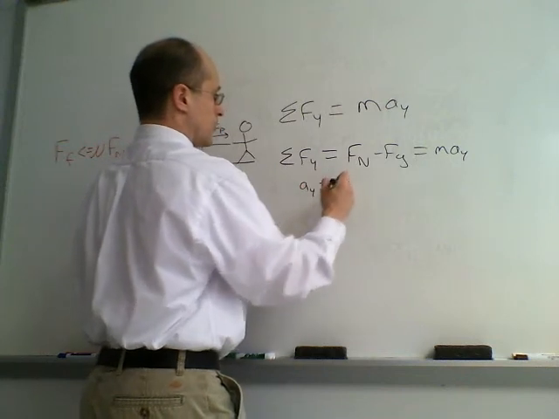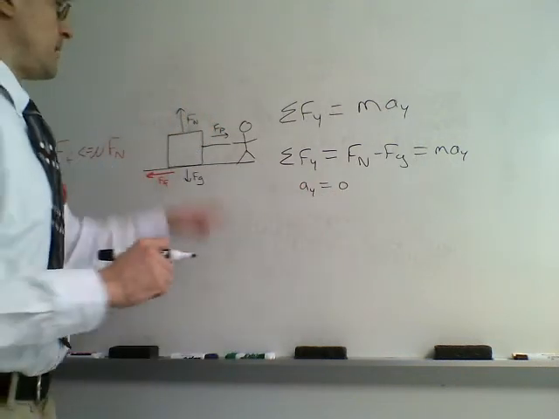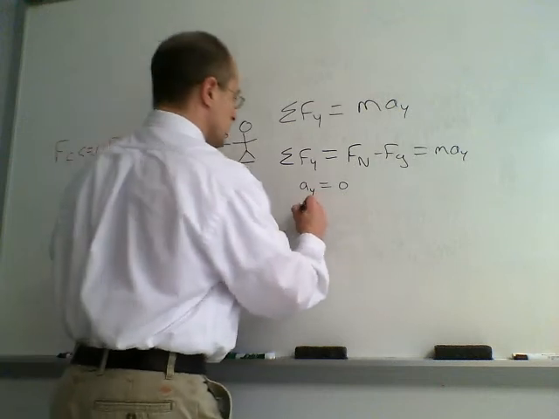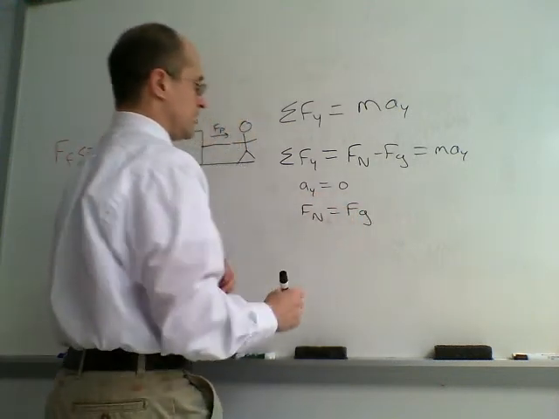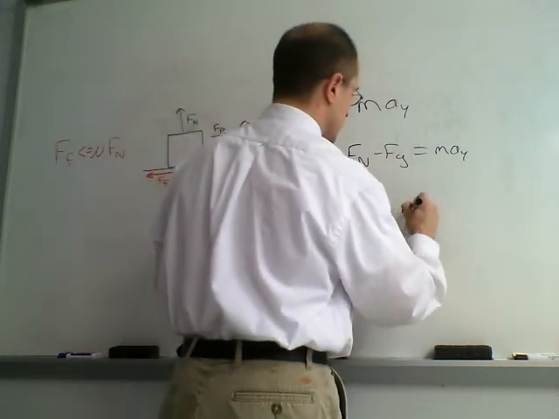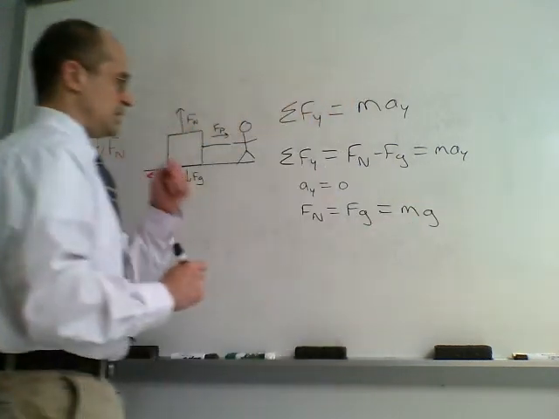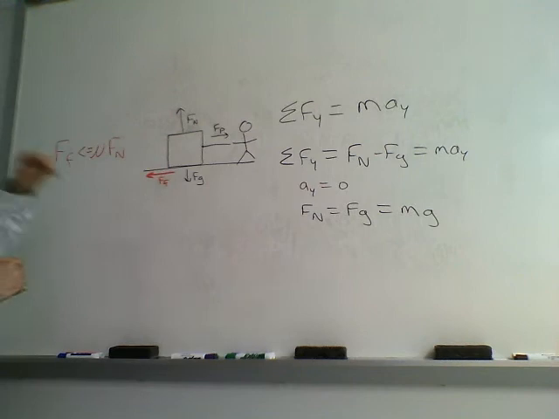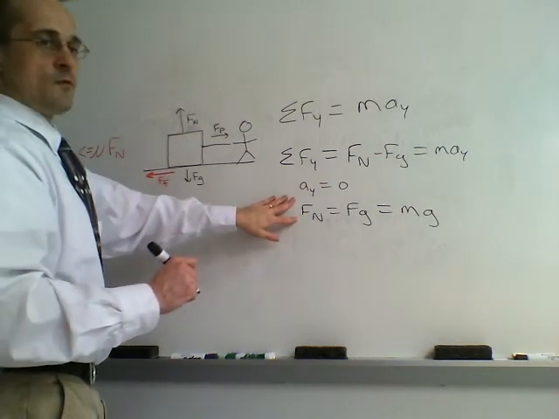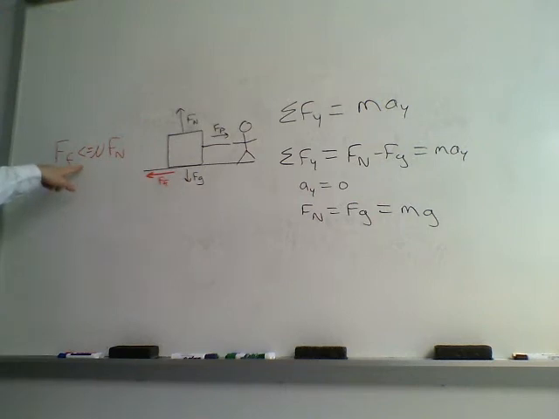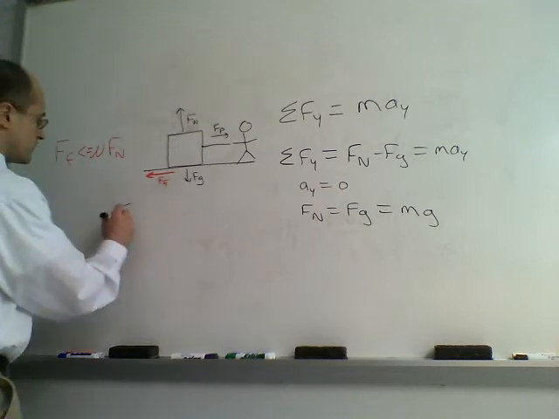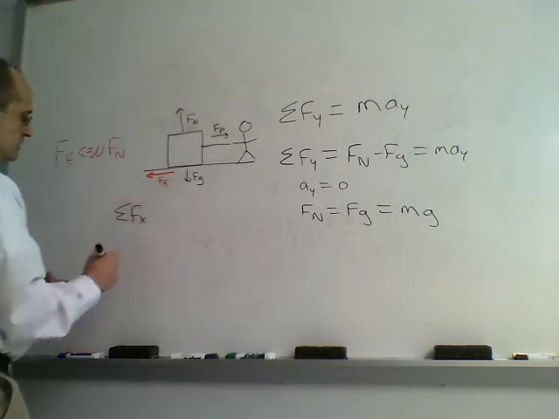As usual, we're going to say ay is 0 because our box is in equilibrium. That tells us that the normal force is equal to the gravitational force, so our normal force is the value of mg. And this is important, because when we want to look at friction, we said that friction depends on our normal force. So now let's look at the sum of the forces in the x direction.